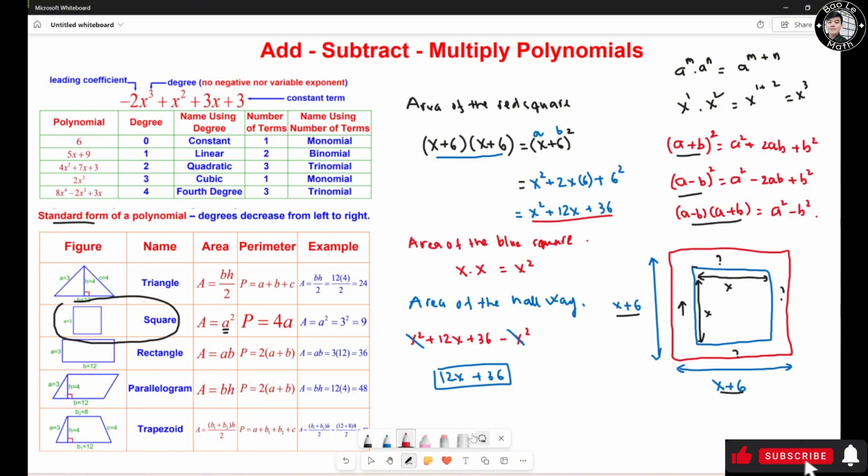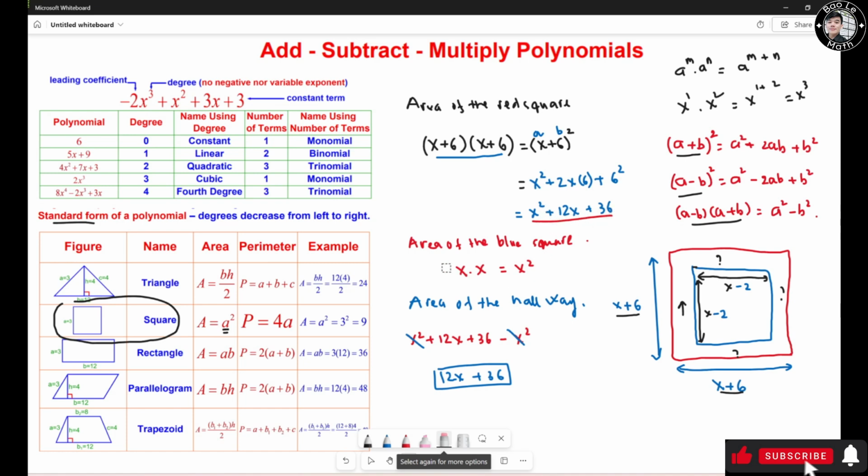Now let's take a look at the next example. For example, I still keep this example, but I change this one slightly. So right here, s minus 2, s minus 2. I do exactly the same thing. I need to calculate the error of the red square. I still get s squared plus 12s plus 36.